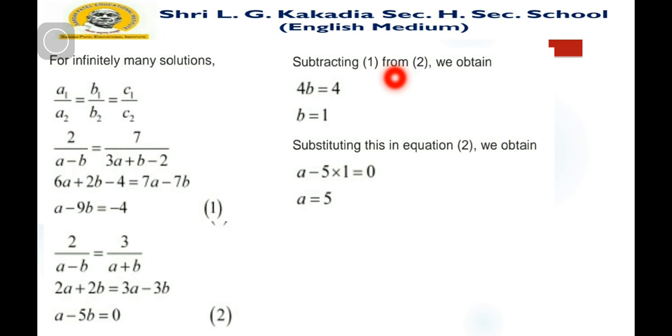Subtracting equation 1 from 2. Here you can see that the coefficients of a are the same. So we subtract 1 from 2. Then we get 4b is equal to 4. Then we get b is equal to 1.